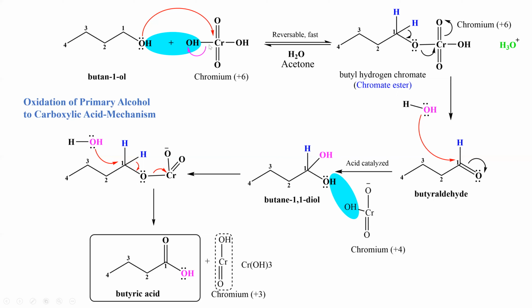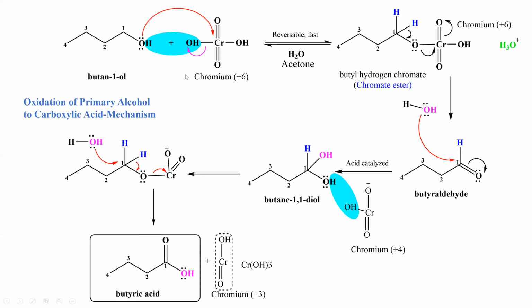What is happening is that this chromic acid hydroxyl will take up that proton from here, eliminating the water molecule, and then there will be the attack of this nucleophilic oxygen on the chromium, and then this intermediate will be formed. This is called the chromate ester in general, and its systematic name is butyl hydrogen chromate, but commonly it's known as the chromate ester.